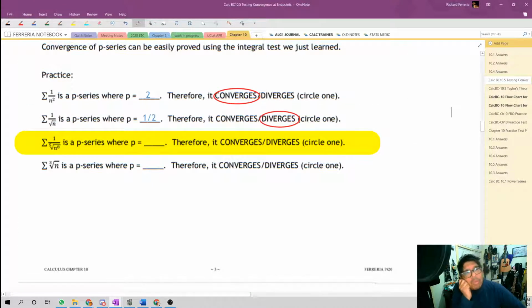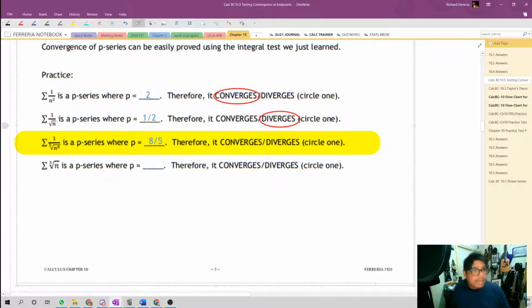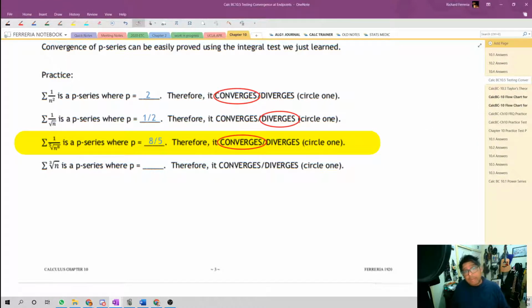Next one, we have 1 over the 5th root of n to the 8th power. So p here, that might be kind of difficult to see, but I think the power is the 8/5 power. So this is a p-series. p is 8/5, which is greater than 1. So that p-series converges. Anytime p is greater than 1, the p-series converges.